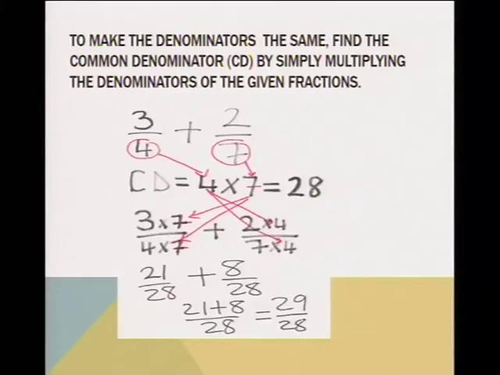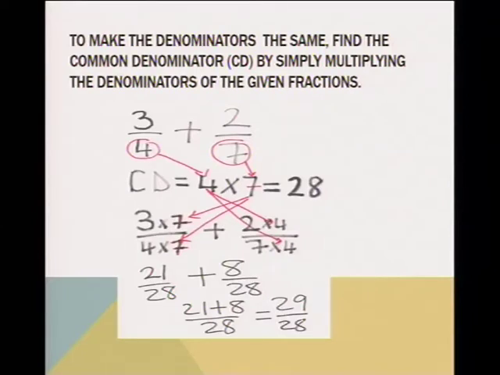Okay? Now what we do is we multiply the first fraction with the denominator of the second one, and we multiply the second fraction with the denominator of the first one. We will have 3 multiplied by 7 and 4 multiplied by 7. Now why are we doing that? At the end of the day, we want our bottom numbers, or the denominators, to be 28. Now if we do that for the first fraction, we'll get 21 over 28.